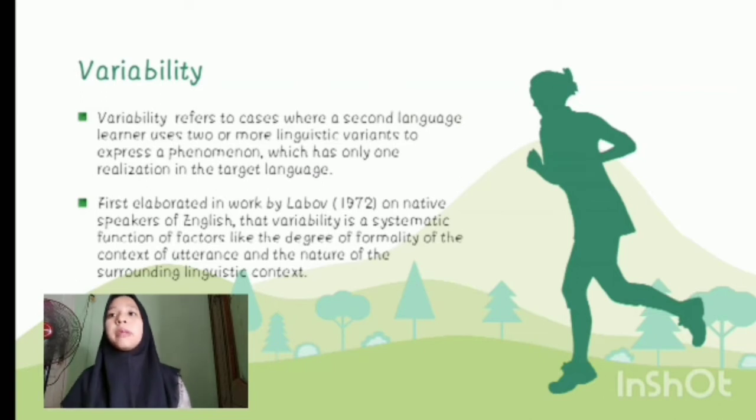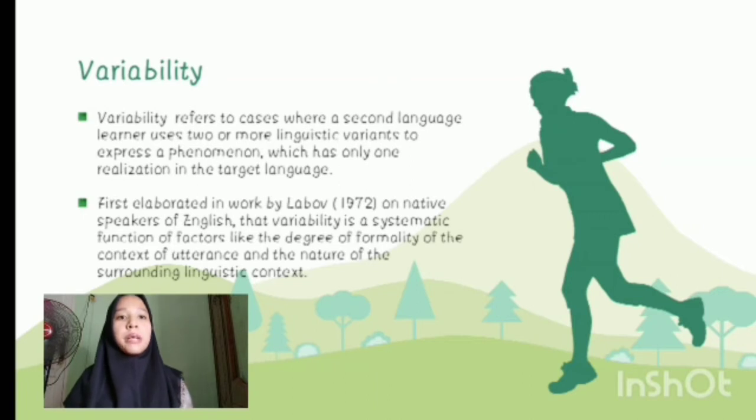Variability. Variability refers to cases where a second language learner uses two or more linguistic variants to express a phenomenon which has only one relation in the target language. According to Ellis, 1985, he gave a sentence example from a second language learner: "No, look my card," or "Don't look my card."